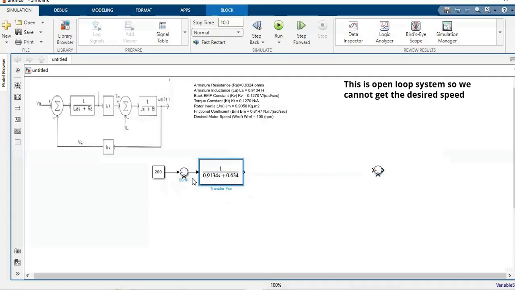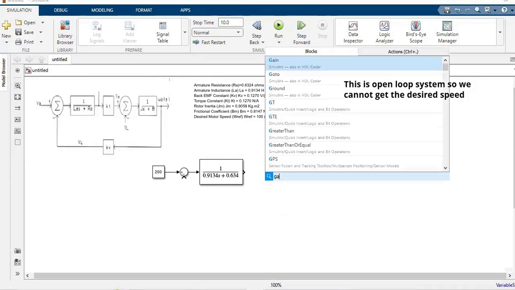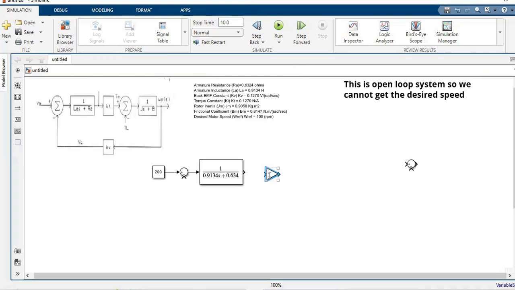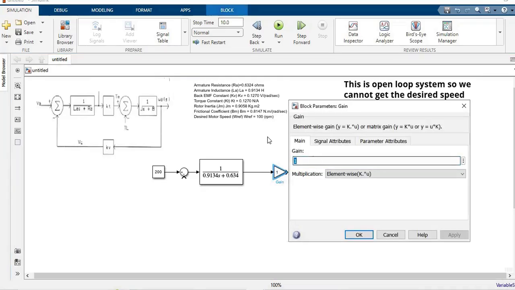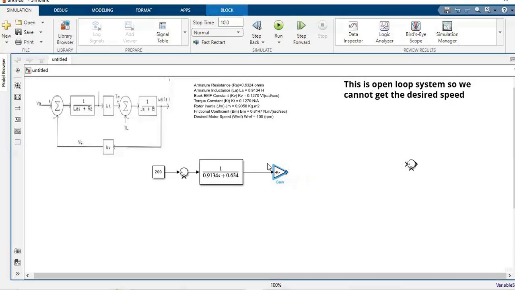Let us connect this block to the output of the summing block, and then we have a gain block. We can use a gain block because KT is nothing but a constant, the torque constant, which can be represented with the help of a gain block, whose value is given as 0.127. This is the gain, that is the torque constant KT.